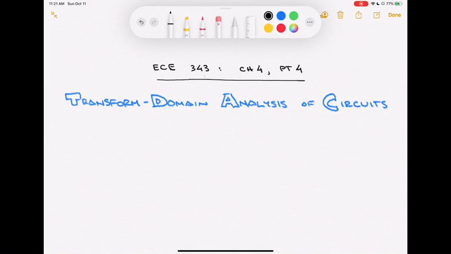This is ECE E343, Signals and Systems. This will be the fourth part to Chapter 4. In this lecture, we're going to take a look at transform domain analysis of circuits.